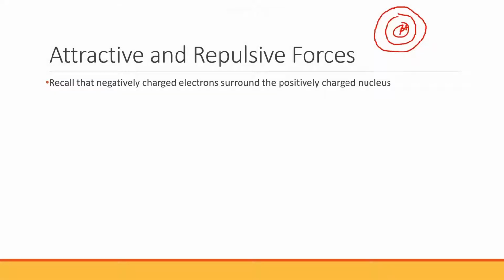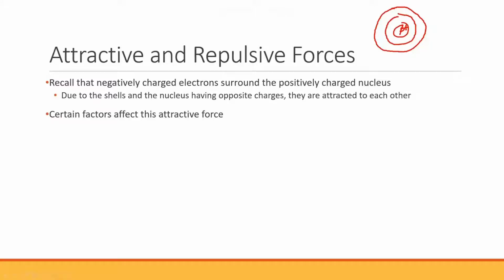Now, because these have opposite charges associated with them, they're obviously going to be attracted to one another. So these electrons in the inner shell and in the valence shell, the outermost one, are going to be attracted to the nucleus because they have opposite charges, similar to how magnets work. Now we're going to talk about some factors that are going to affect this attractive force.